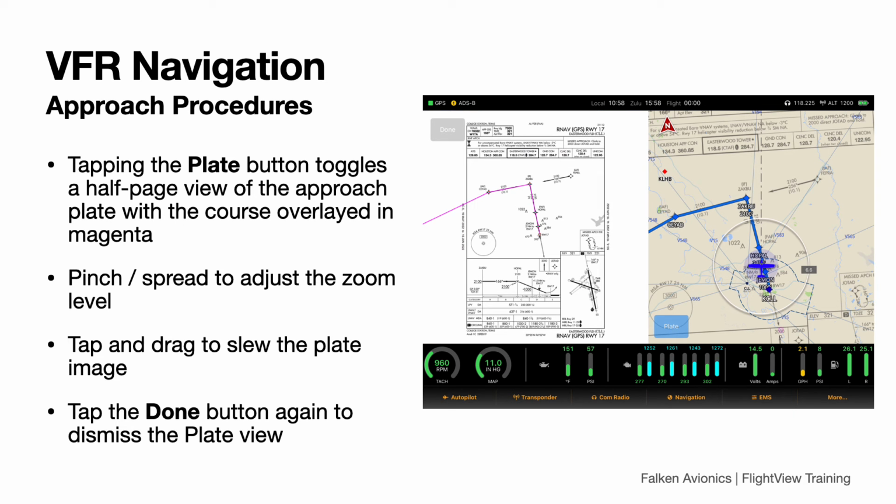To load a view of the full FAA plate, you can tap the blue Plate button. This will load a zoomable, pannable, scrollable view of the plate with a magenta overlay of your selected course. To dismiss the plate view, tap the Done button.